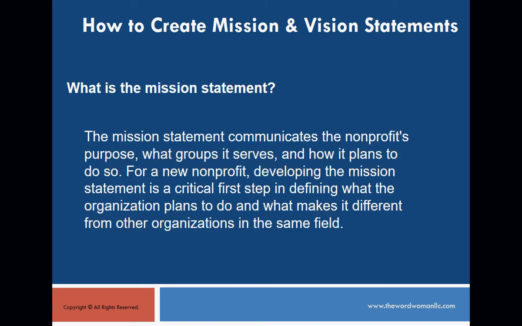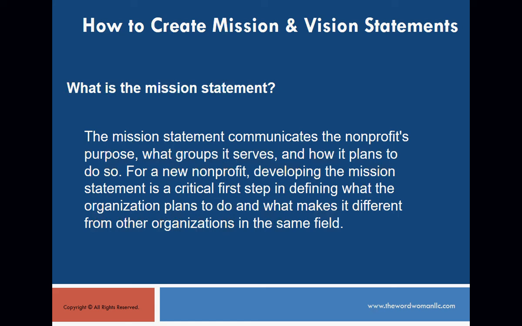So to begin with, let's talk about the mission statement. Now, some folks use mission and vision statements interchangeably, but they are different. Your mission statement is that core message communicating what the purpose of your organization is, what groups you serve, what you plan to do, and how you plan to make a difference.